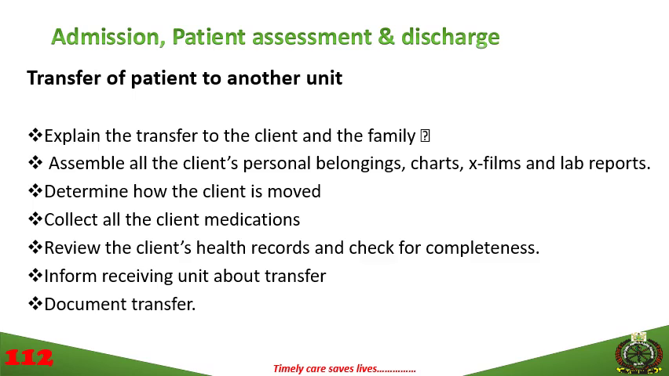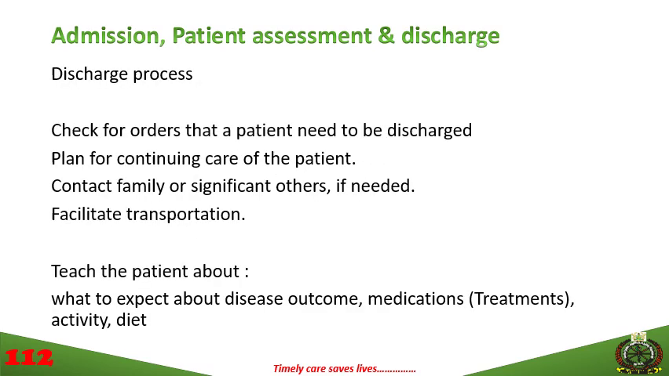So this is simple, right? This process is simple. How do we discharge a patient? Discharge process. Check for an order that the patient needs to be discharged. Checking for it is very important. Sometimes it is also initiated by the patient. The patient can write a discharge against medical advice. So either the doctor gives the order that the patient is stable and can go home, or the patient can write, or the family can write, we don't want to continue care, so let us go.